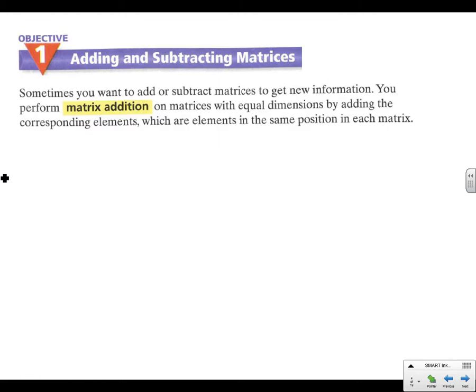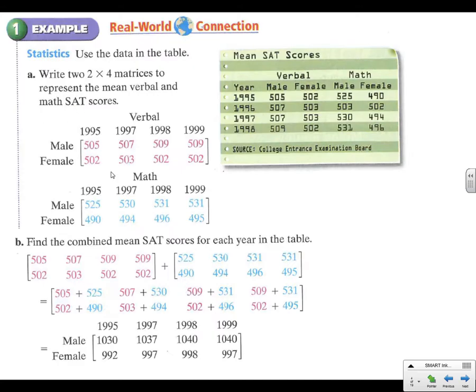All right, so let's take a look at adding and subtracting matrices. So sometimes you're going to have multiple matrices that you want to put together to get new info. All right, and so matrix addition is how we're going to do that. And it works pretty much the same way as just regular addition, as long as you keep things lined up. All right, so here we've got some information about SAT scores. We've got scores for guys and girls, for verbal and math.